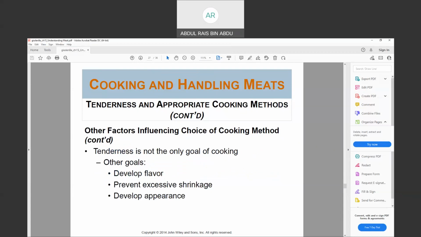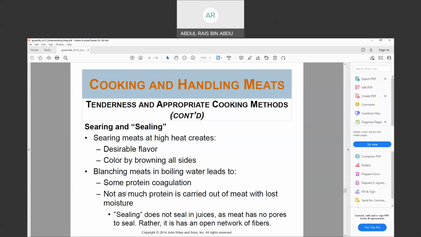Orang makan beef atau apa-apa saja mestilah nak makan benda yang sedap kan. Okay. The second goal is to prevent excessive shrinkage because when moisture is lost, it loses its volume, and when it loses its volume, usually dia punya tenderness pun hilang lah. Okay. And of course, when we cook the beef, we want to give it a good appearance lah in terms of the browning effect on the outer part of the beef. Okay. Right. So searing and sealing.